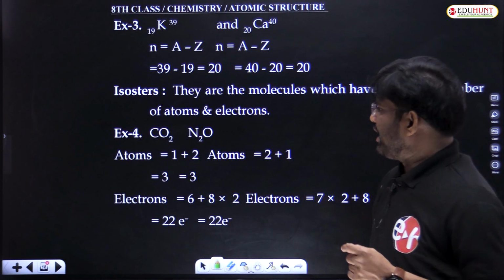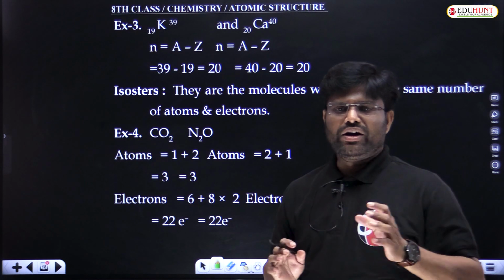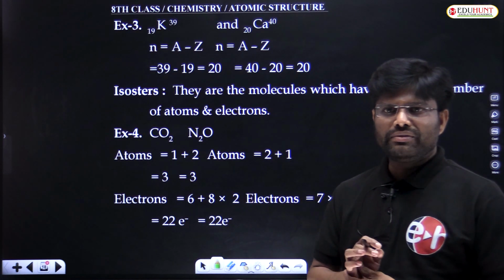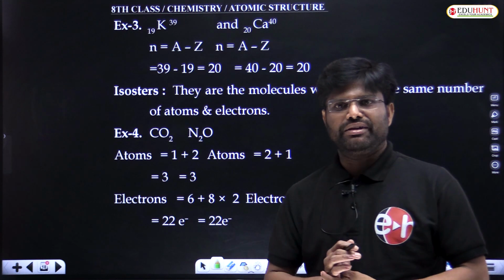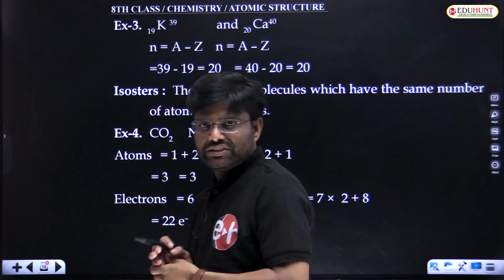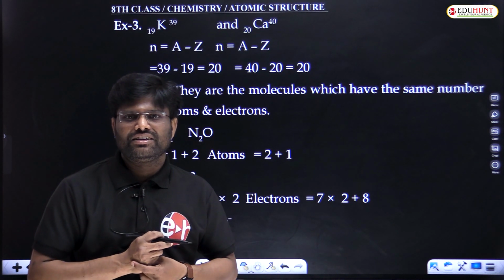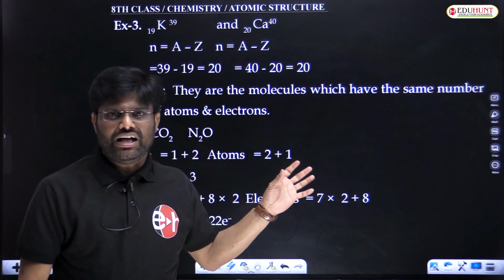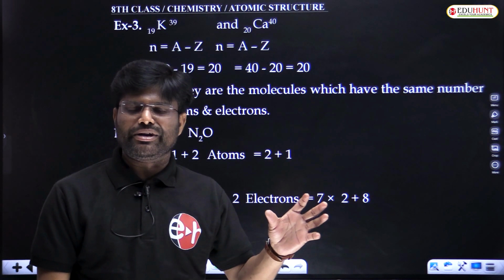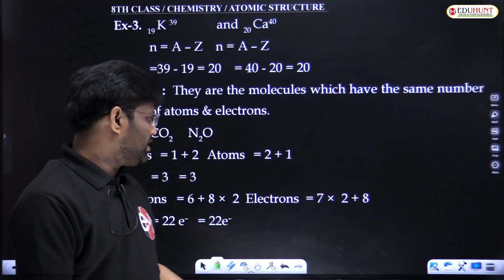This is what I am going to explain now: isosters. So what are isosters? In isosters, the number of atoms is the same and the number of electrons is also the same. Not only the atoms, but also the same number of electrons. That is called isosters. Understanding, children? So molecules having the same number of atoms and the same number of electrons. Let us see that.